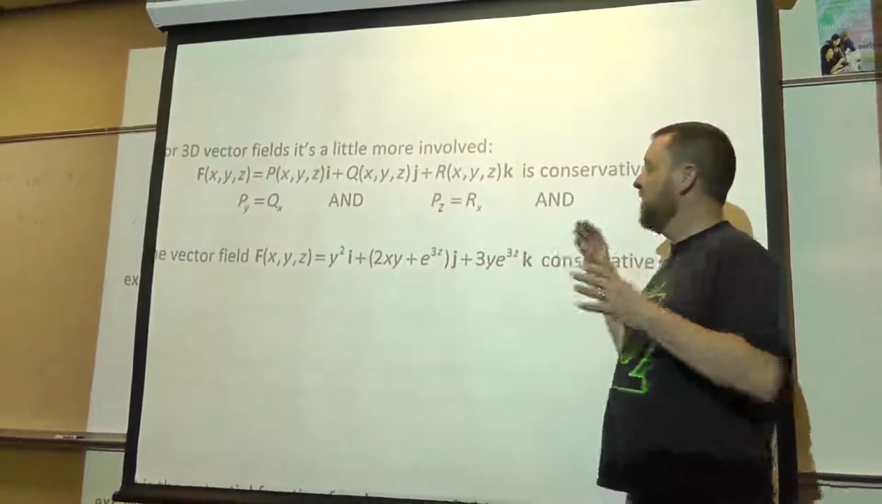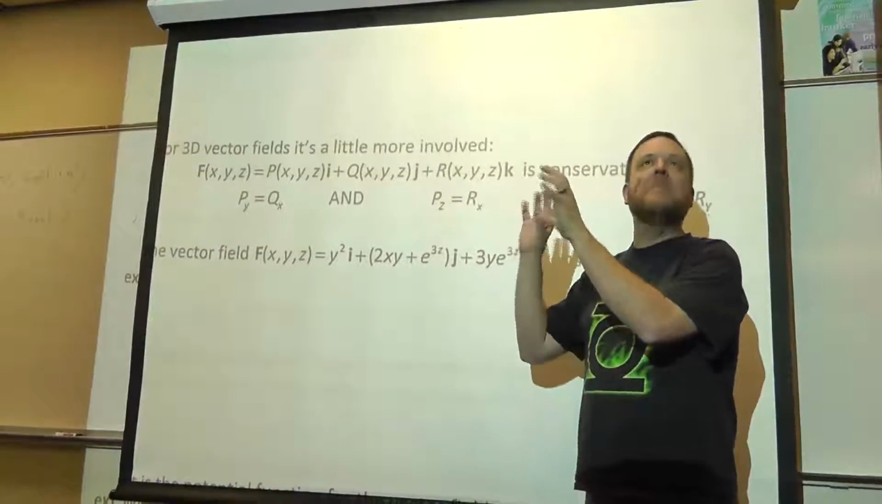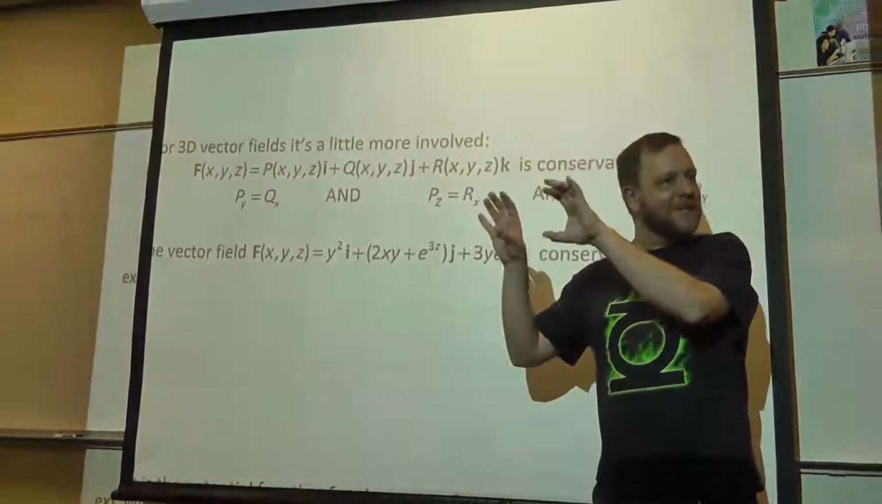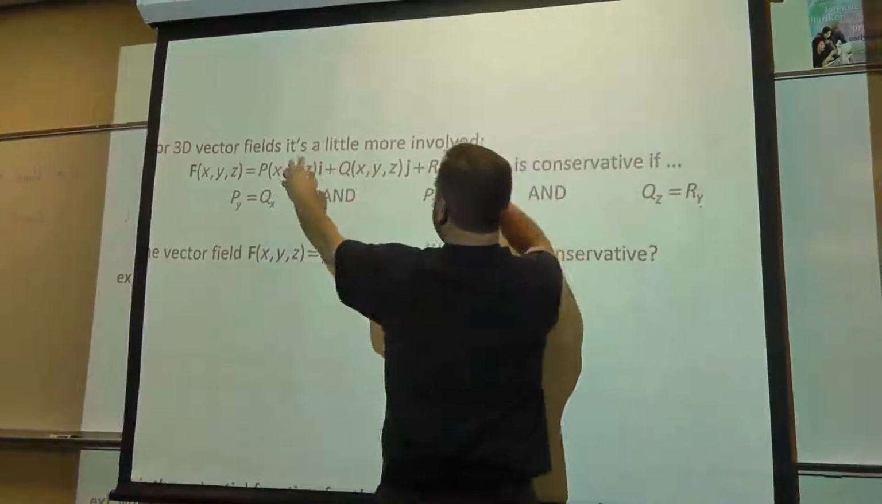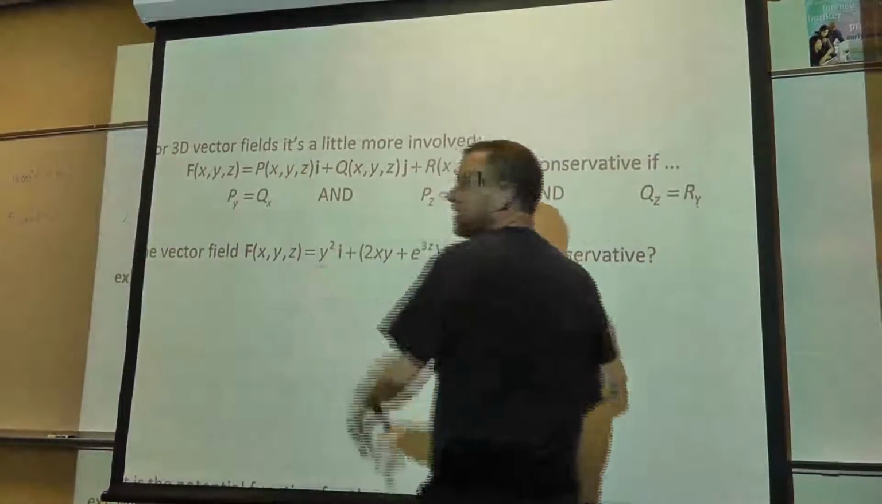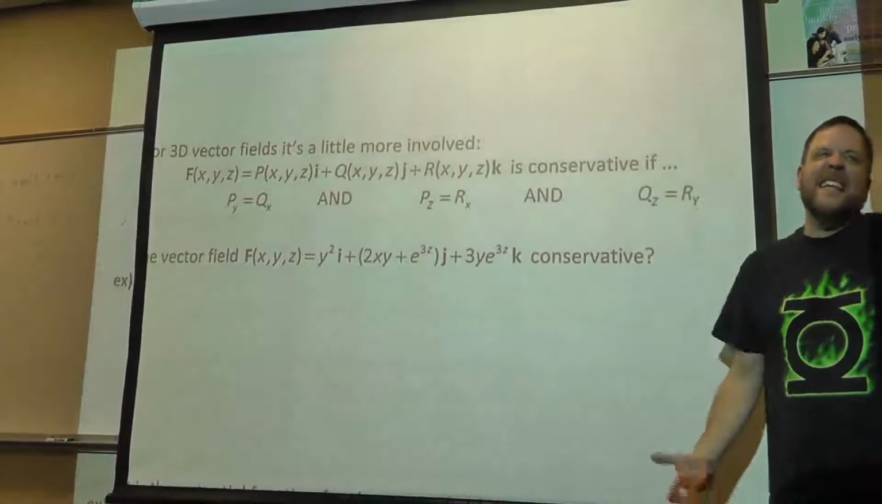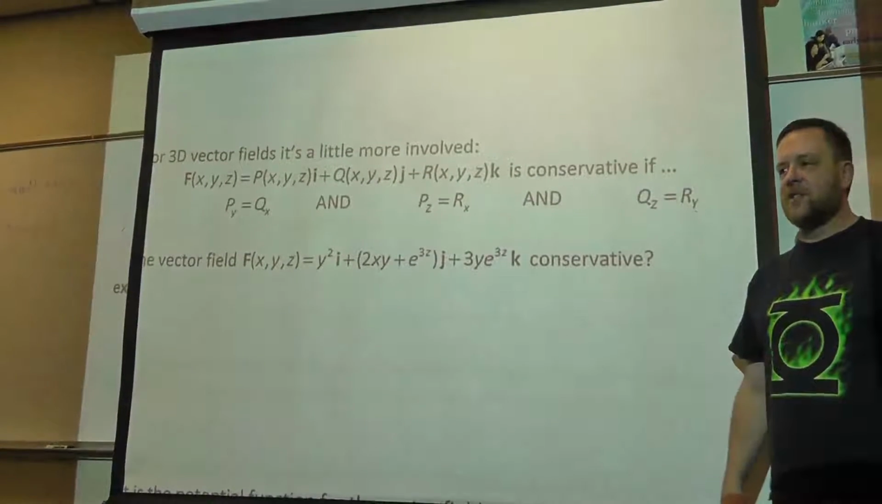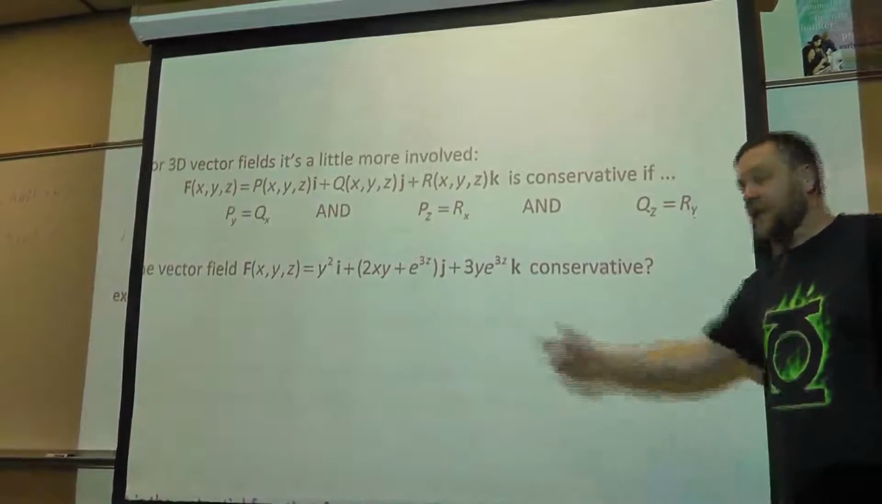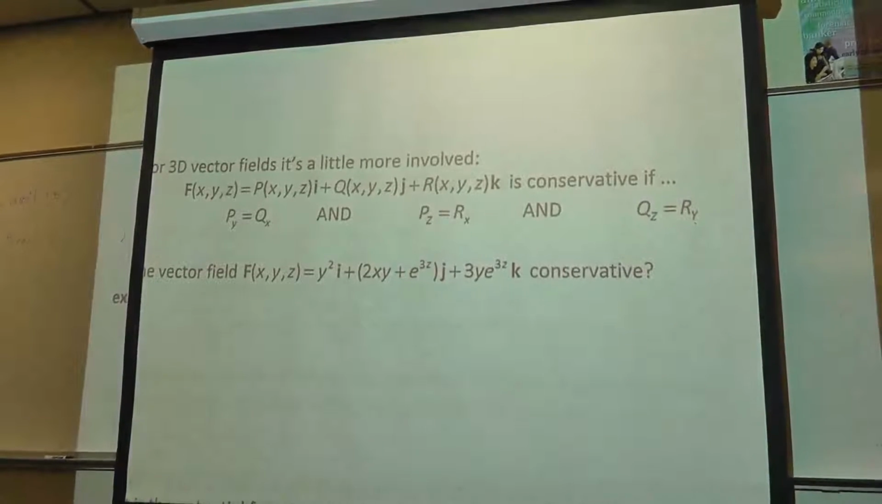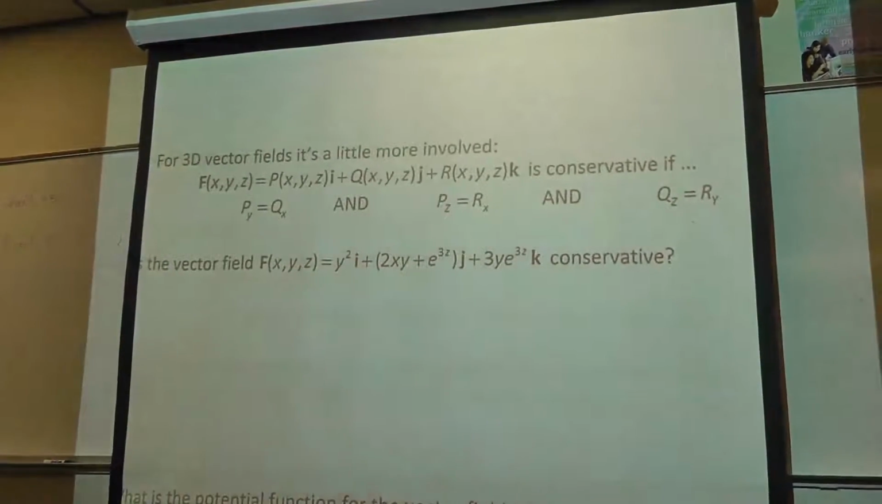In my opinion, just remembering how you mix and match those 2 positions, like x here with z here, partial with respect to z equals partial with respect to x, that's the main thing. That's probably the easiest way, in my opinion, to check conservativity. So let's do it with this guy. 3 things to check.